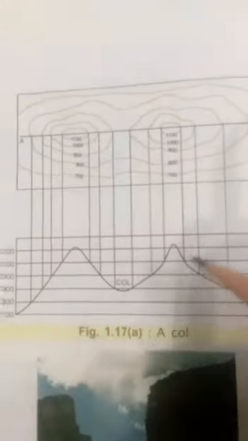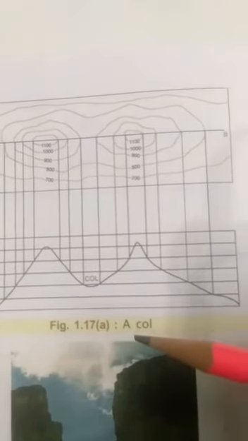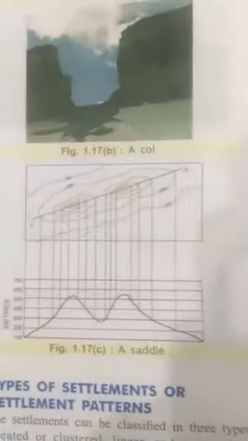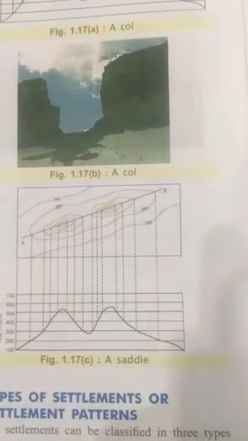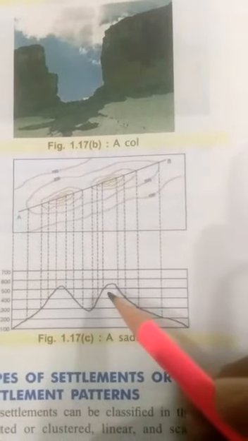You see, this is the position of col. Col is formed between the ridge of a watershed. Thereafter, saddle. You see the next one, saddle. It is a shallow depression between two peaks. What is it? It is a shallow depression between two peaks.